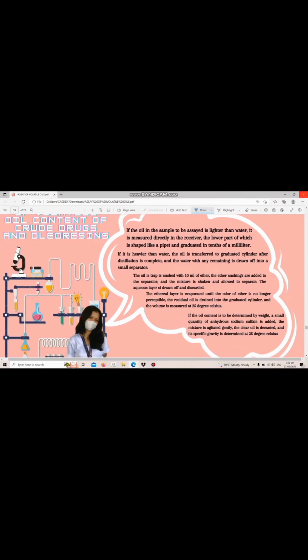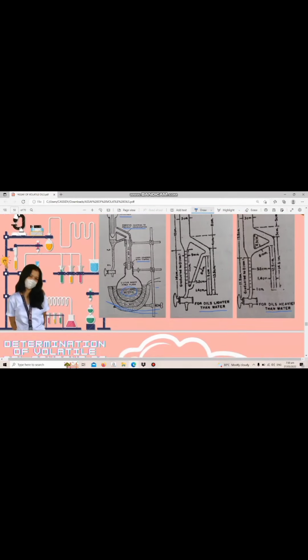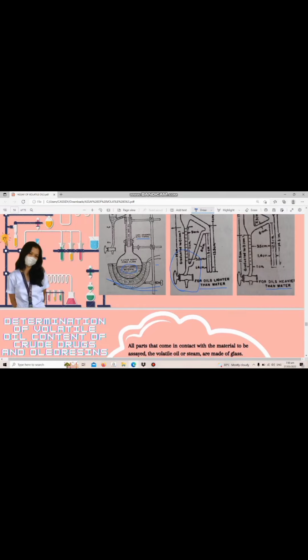If the oil in the sample to be assayed is lighter than water, it is measured directly in the receiver, the lower part of which is shaped like a pipette and graduated in tenths of a milliliter. Let's see that. It's here, the receiver for oils lighter than water.